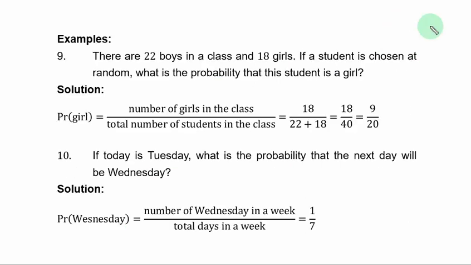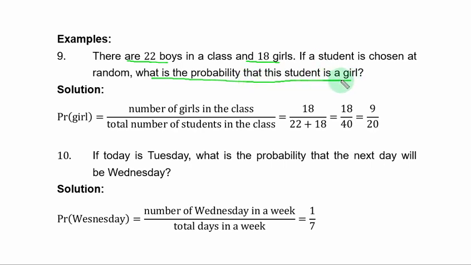Next, we shall consider some examples in order to learn how to use the general formula of probability to solve problems. And we have example 9. There are 22 boys in a class and 18 girls. If a student is chosen at random, what is the probability that this student is a girl?